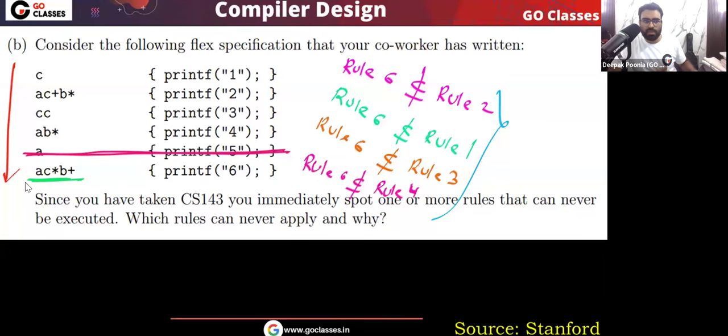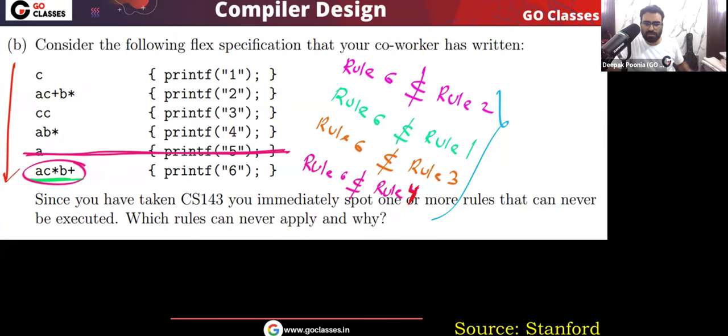You tell me. Notice one thing, rule 6 is not a subset of rule 1. Rule 6 is not a subset of rule 2. Rule 6 is not a subset of rule 3. Rule 6 is not a subset of rule 4. Is this clear? Now you tell me, can I say that rule 6 is useful? No. Can you give me at least one string in rule 6 which is not present above it, which cannot be generated above it? Very simple question I am asking. Can you give me at least one string which cannot be generated by the rules above it?